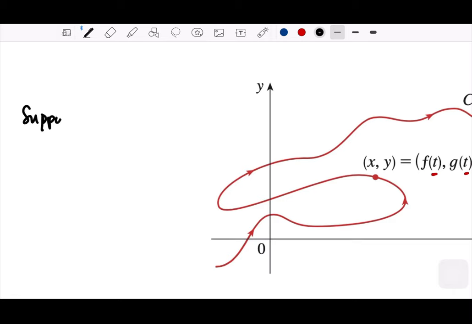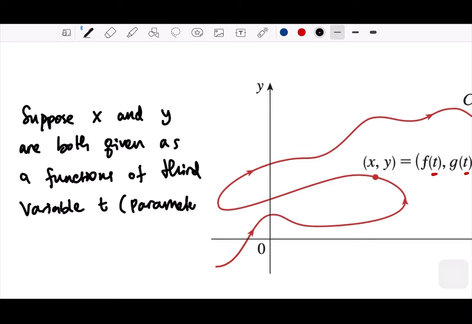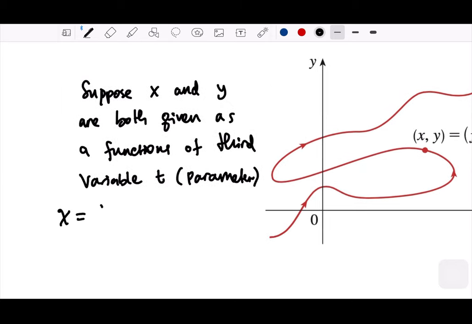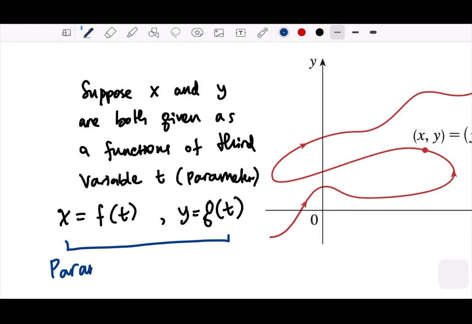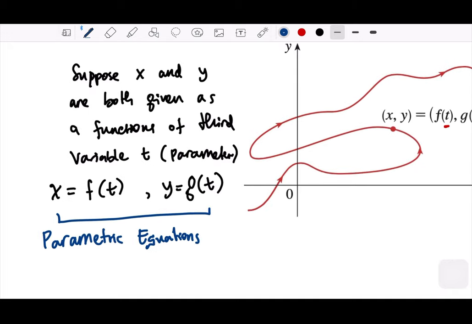So suppose x and y are both given as functions of a third variable t, we call this a parameter. Then we have x and we have y, and we call these parametric equations. Okay. So f of t, or t for x, y.